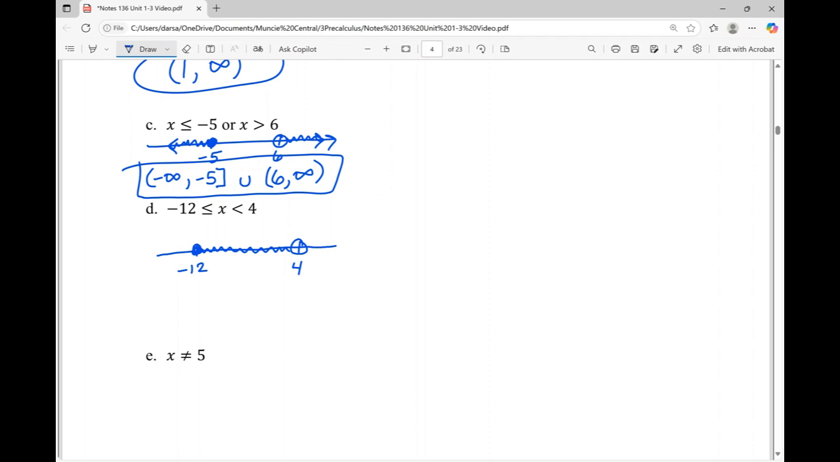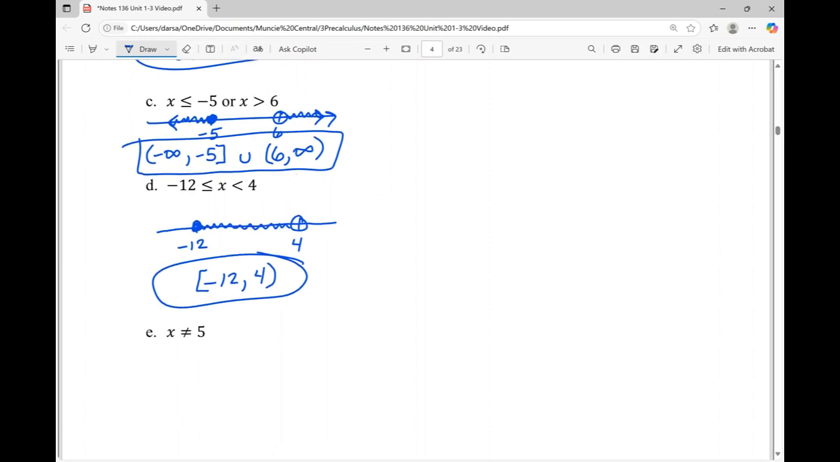This one is actually, I think, one of the easier questions because we just need to do the smallest shaded number, comma, the biggest number involved. -12 has a dot and an equal to, so it's included. 4 has a circle, but not an equal to, so it is not included. Smallest to biggest, left to right, we've got our answer.